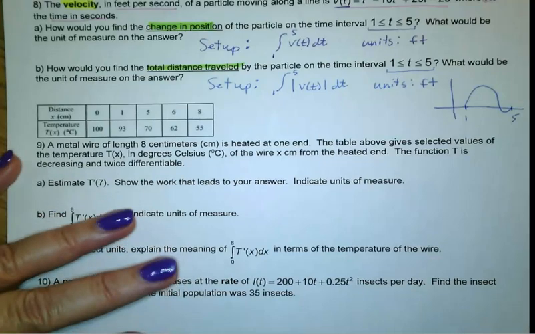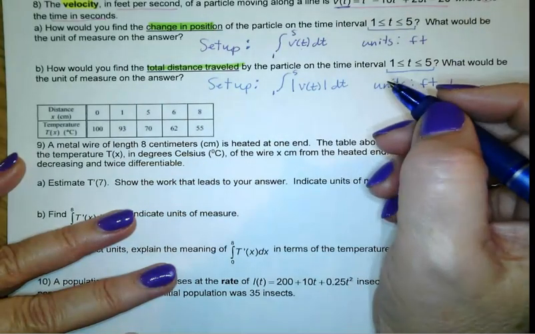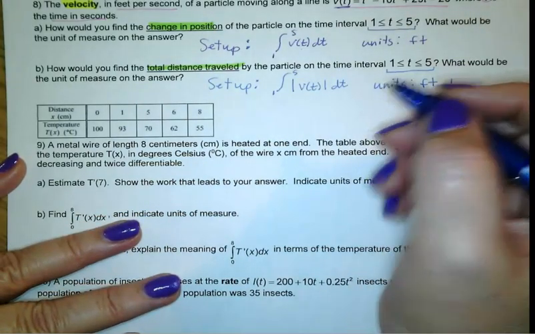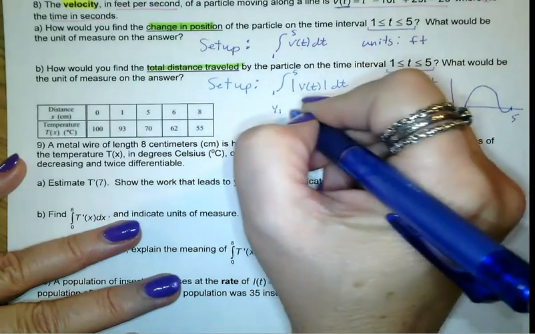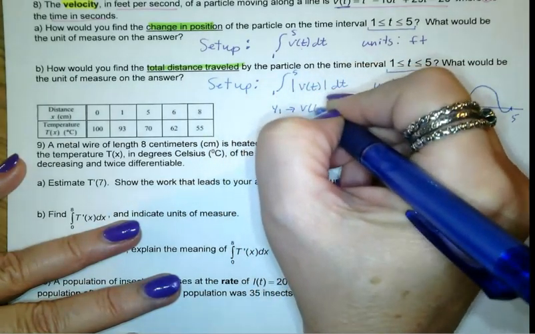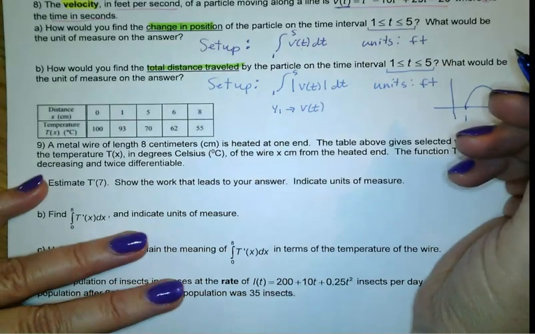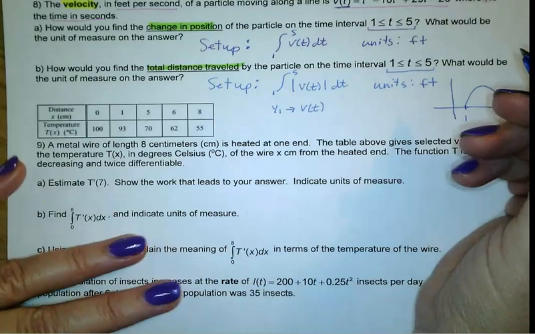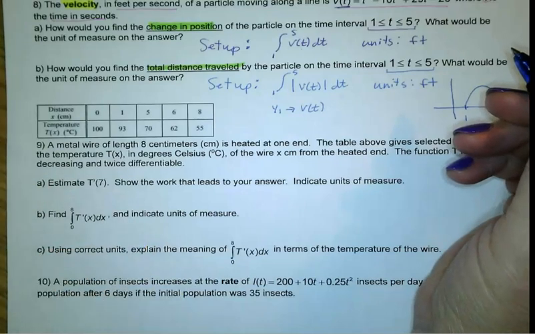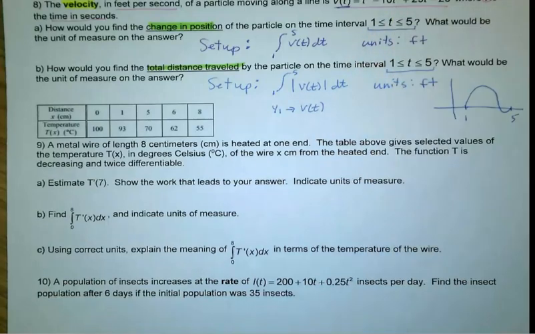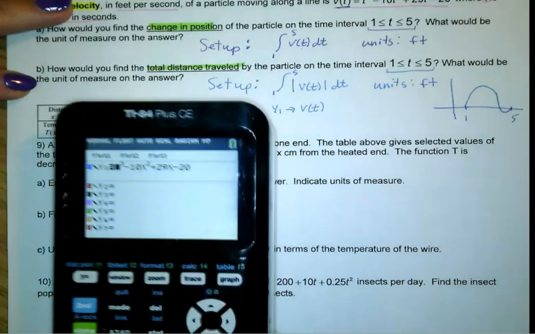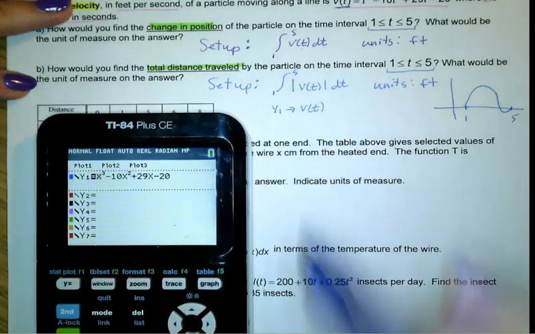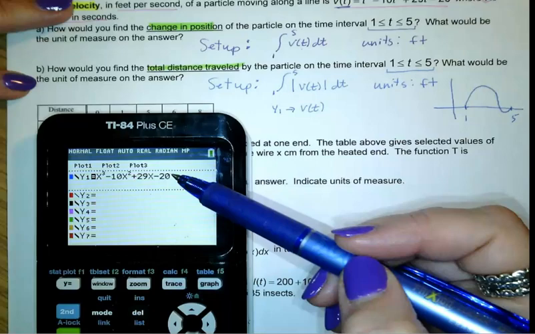So if you were going to work through this problem on a calculator, I'm going to put v of t in y1, and then I can use that in my calculator to do this. So go ahead and pause for a minute and put v of t in your Y1. Okay, so we're going to go here and enter our velocity function in Y1.